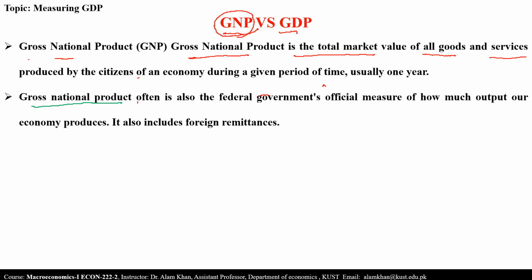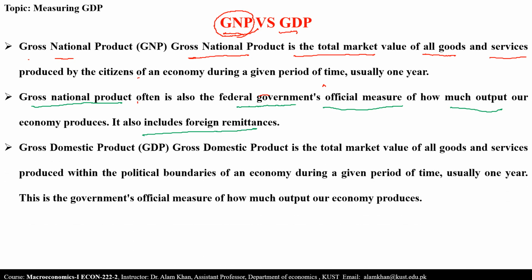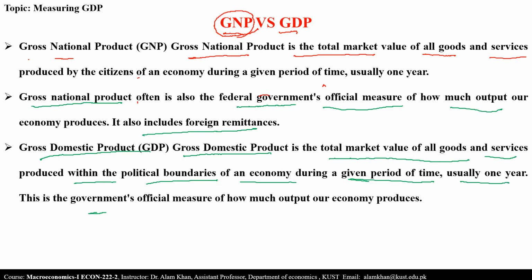Gross national product is often also the federal government official measure of how much output our economy produces. It also includes foreign remittances. On the other side, gross domestic product is the total market value of all goods and services produced within the political boundaries of an economy during a given period of time, normally 1 year. That's a government official measure of how much output our economy produces.